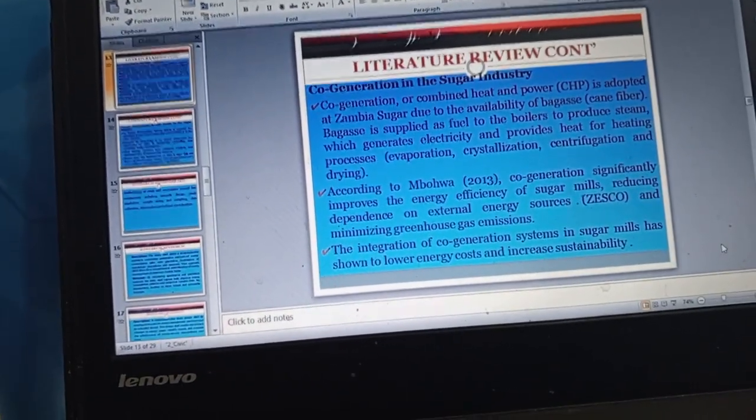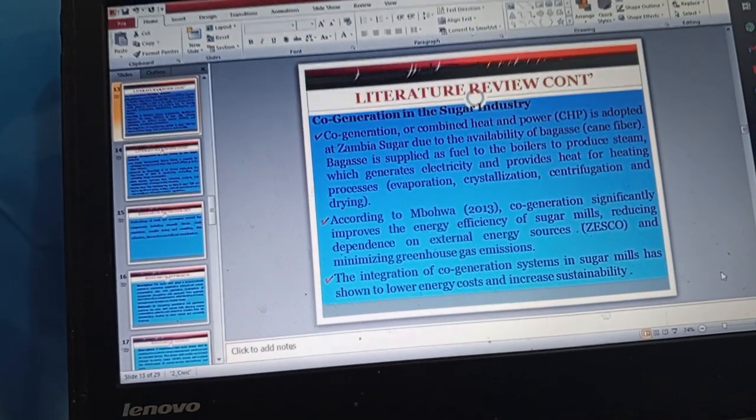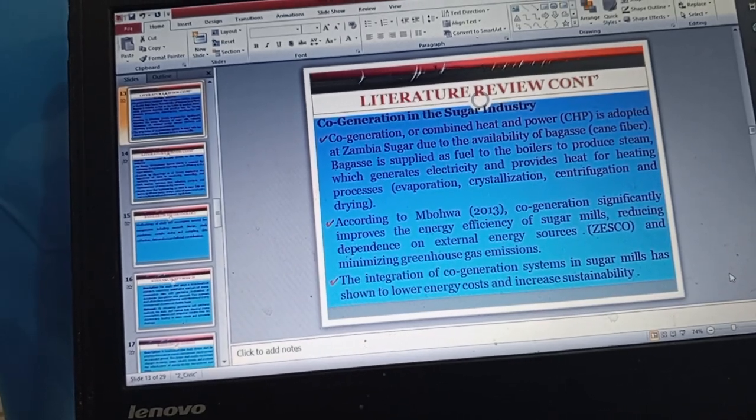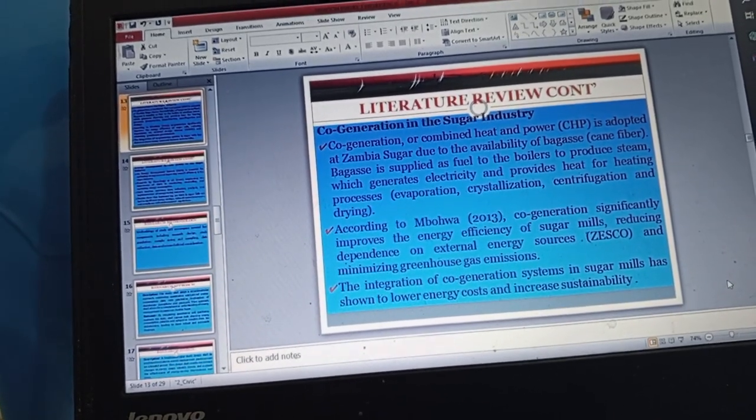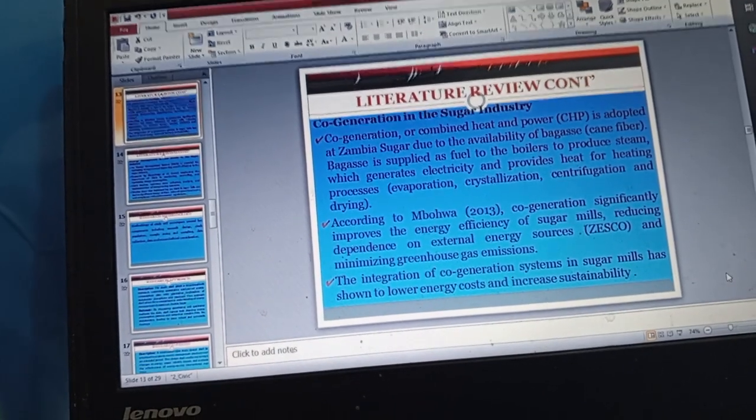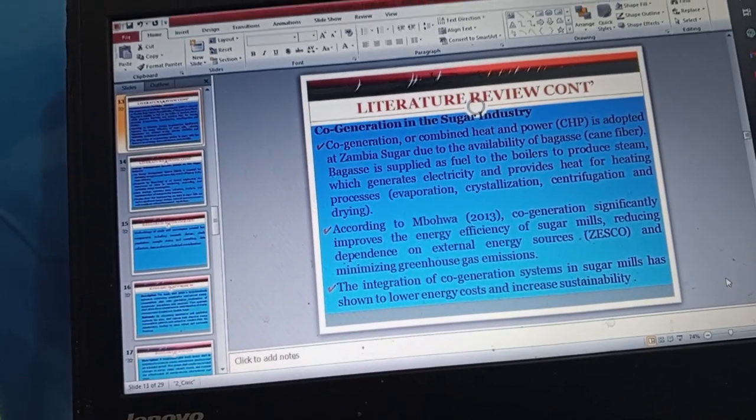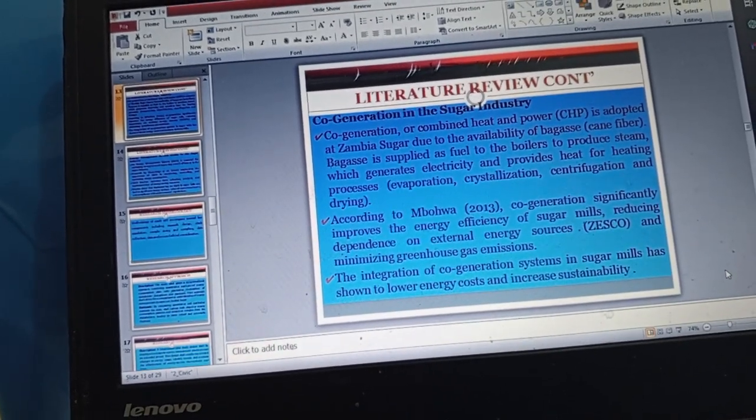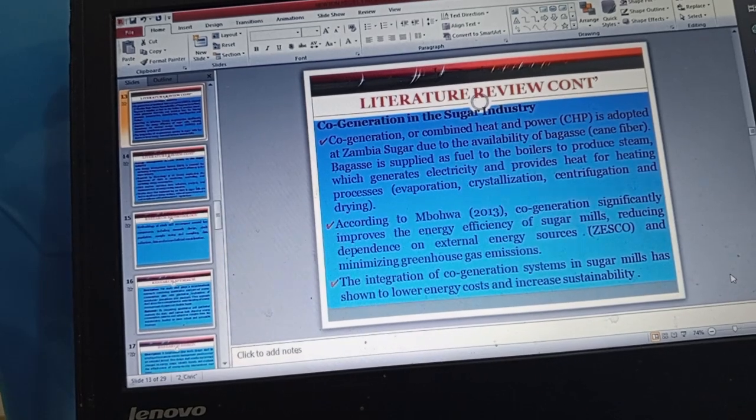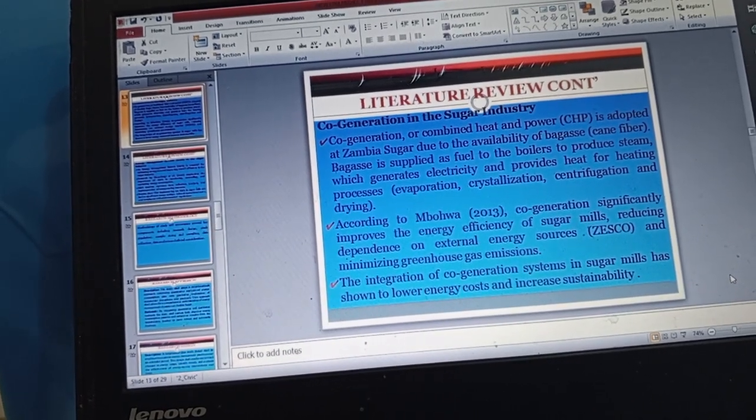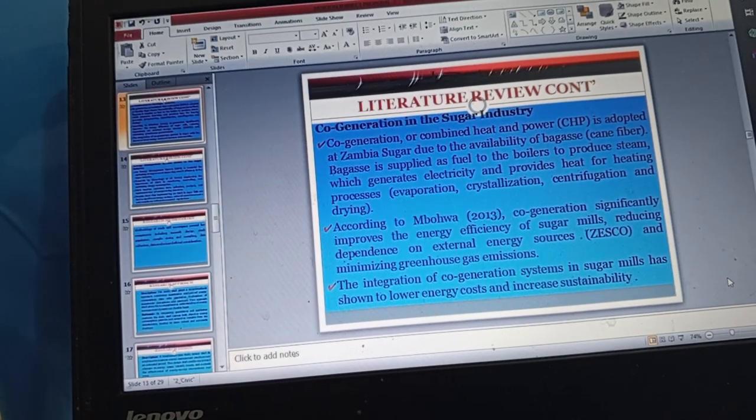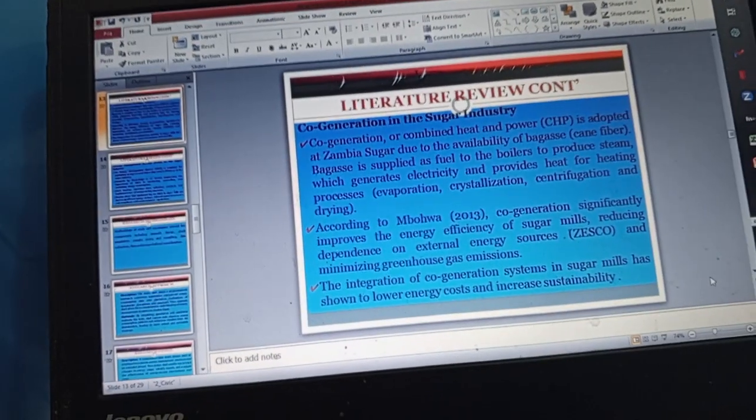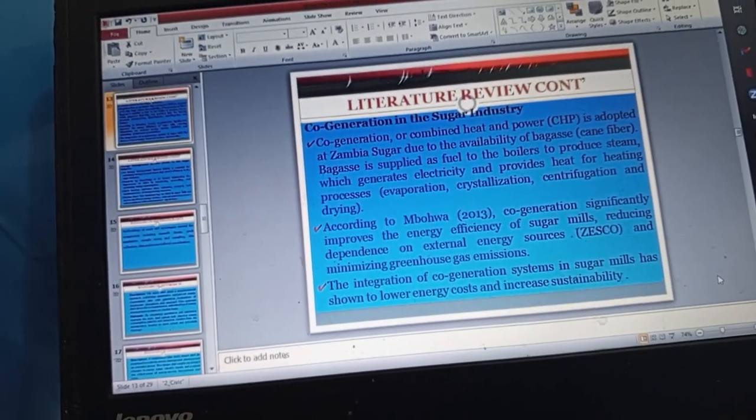Then we have another part, which is cogeneration in the sugar industry. Cogeneration, or combined heat and power, is adopted at Zambia Sugar due to the availability of bagasse, which works as fuel, cane fiber. The bagasse is supplied as fuel to the boilers to produce steam, which generates electricity and provides heat for heating processes, which are evaporation, crystallization, centrifugation, and sugar drying.